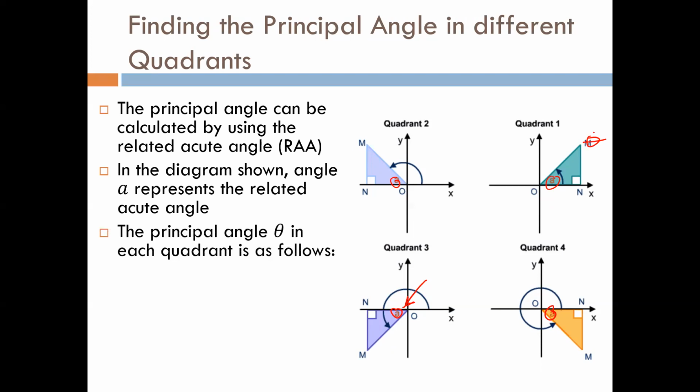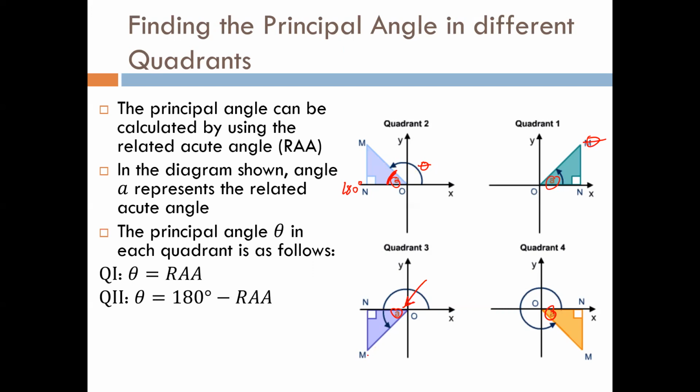In the second quadrant here, we noticed that the related acute angle and the principal angle are related in that the principal angle is simply 180 minus the related acute angle. We're simply subtracting off whatever the related acute angle is to find the principal angle here. So here's our principal angle. And we notice that the principal angle is simply 180 minus the related acute angle.